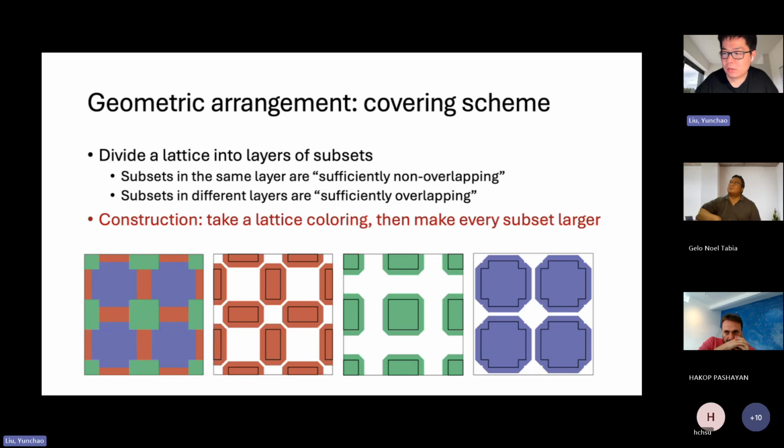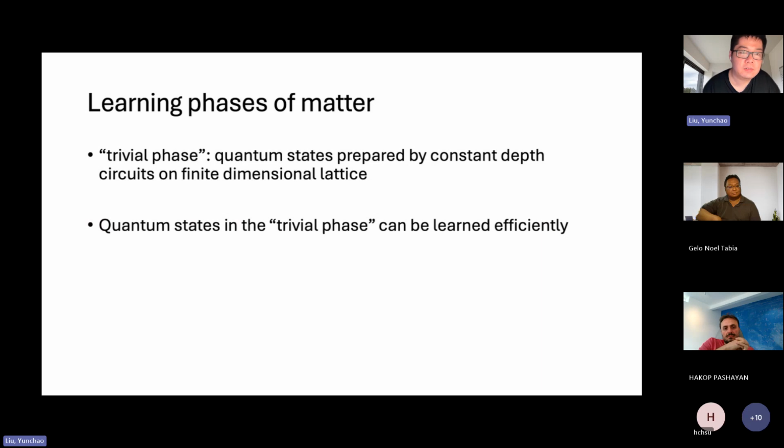Okay, so let me conclude this part with a final remark, which is the connections to condensed matter physics. In condensed matter physics, there's this notion of phases of matter. In particular, the trivial phase is defined as quantum states prepared by a constant depth circuit on a finite-dimensional lattice. And what we have shown is basically saying that quantum states in the trivial phase can be learned efficiently.